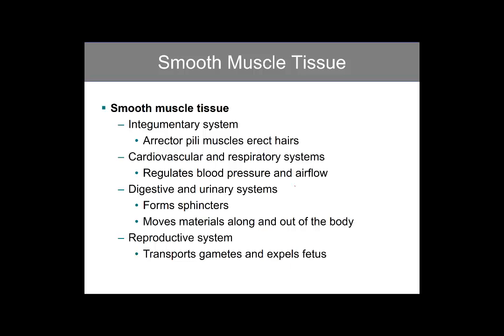We find smooth muscle tissue in the cardiovascular and respiratory systems. They help regulate blood pressure by changing the diameter of the blood vessel, as well as airflow. In the digestive and urinary systems, they form sphincters, as well as move materials along and ultimately out of the body. If you consider the digestive system as a tube from mouth to anus, that tube is lined with smooth muscle, which helps propel things through the digestive system. And lastly, within the reproductive systems, they help with the transport of gametes as well as expelling the fetus.